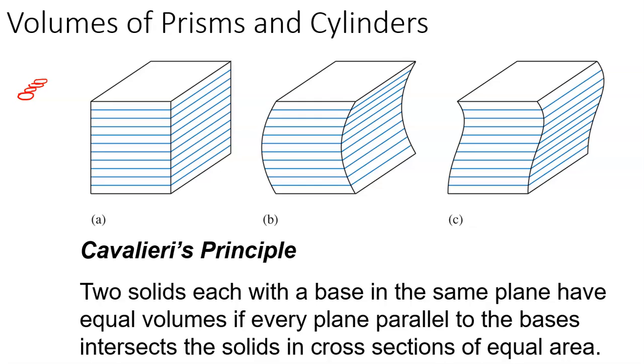You've got, let's say, a stack of 100 pieces of copy paper that has a certain volume. Shift those pages over, and it's still the same volume. So it says two solids each with a base in the same plane have equal volumes if every plane parallel to the bases intersects the solids in cross sections of equal areas. So in other words, we're not changing the dimensions of those pennies that we're stacking. We're not changing the dimensions of those pieces of paper that we're stacking. Every cross section, every piece of paper in that stack has the same dimensions. It's just that we're stacking them a little bit differently. Doesn't matter, it's still the same volume.